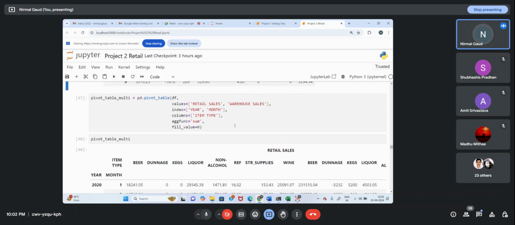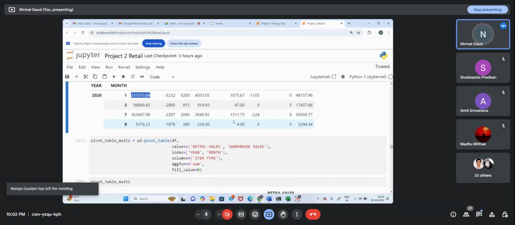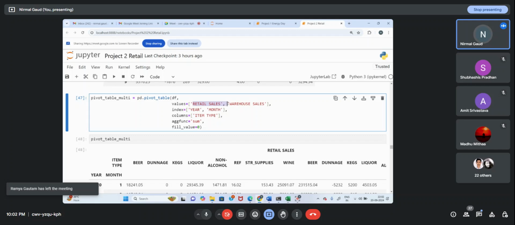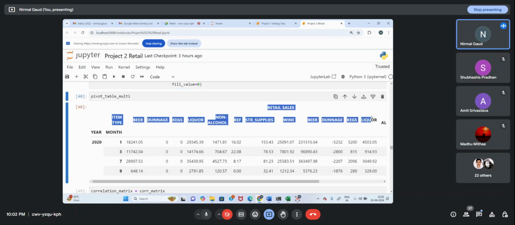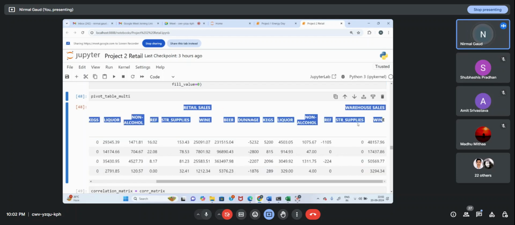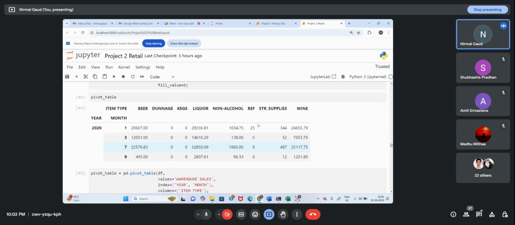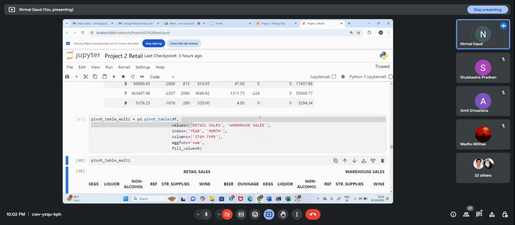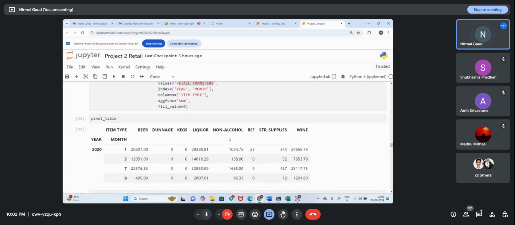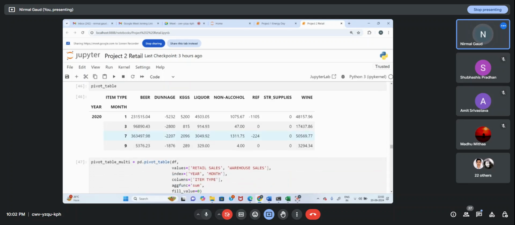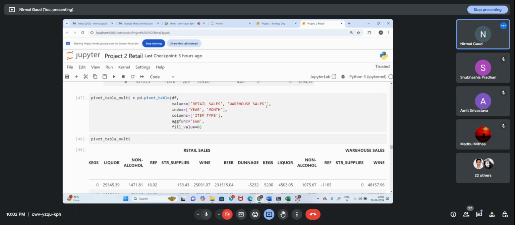Fine. So I made separate pivot tables for all, and later on I can merge the pivot tables also. Retail sales and warehouse sales I took in one only; here you can see. I printed it separately, but in one also I considered. You can insert one more value also, that is retail transfer. This also you can include. Then all three will come side by side, and an entire comparative analysis will be done. You can do that.